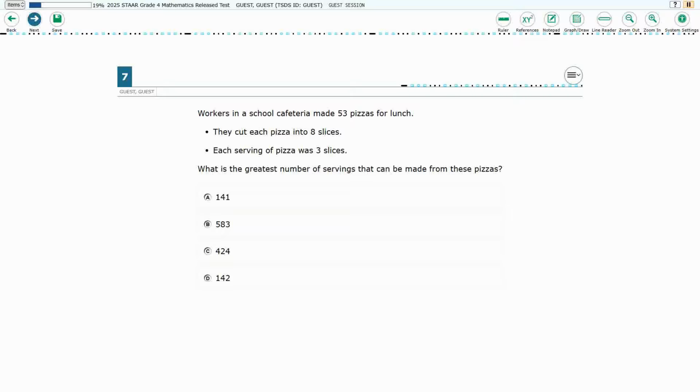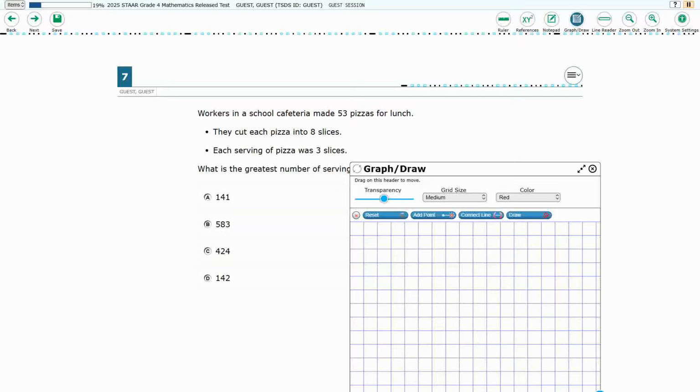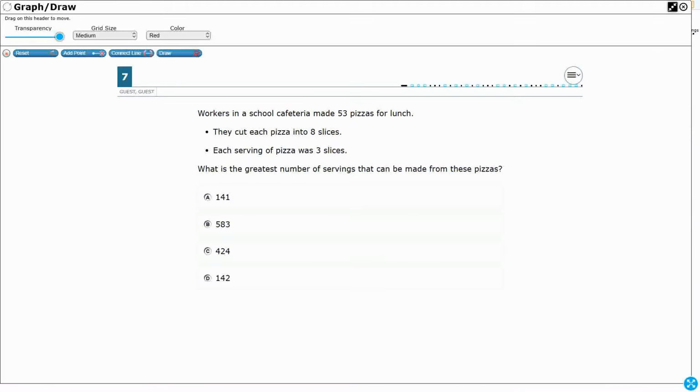For number 7, we are looking at two-step multiplication and division problems. This is 4.4B. And we have workers at a school cafeteria. They had 53 pizzas for lunch. Okay, so I could literally draw 53 pizzas, and each of these was cut into 8 slices.